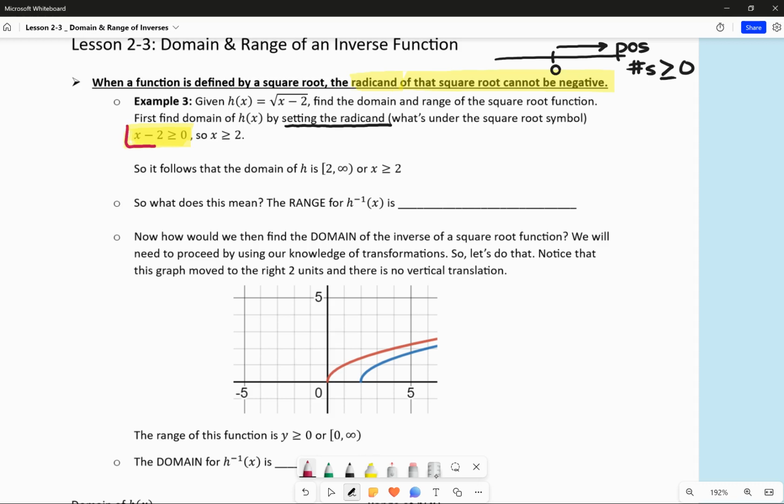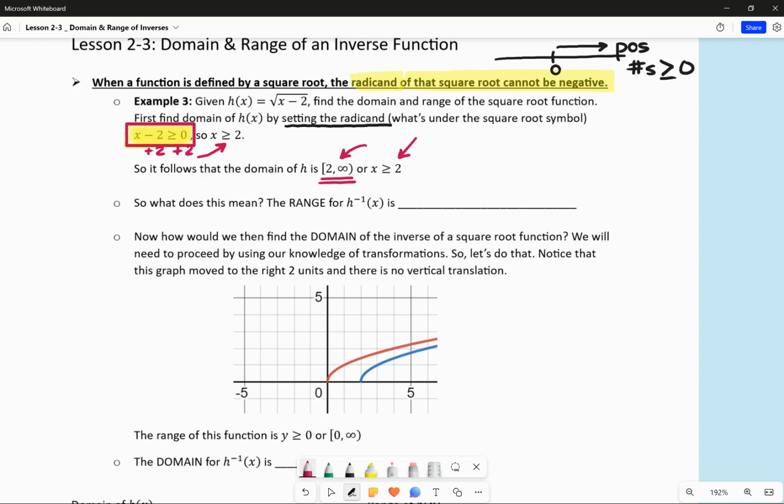And once you've set that inequality, not equation, once you set that inequality, you need to solve for x. In this case, you will add 2 to both sides. And that's how you end up with x greater than or equal to 2. That is what your domain ends up being. And this is the interval notation of x greater than or equal to 2. This is also acceptable, but since we've been writing everything in interval notation, I wanted to provide this, okay?